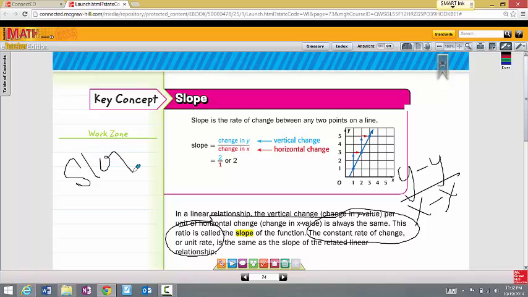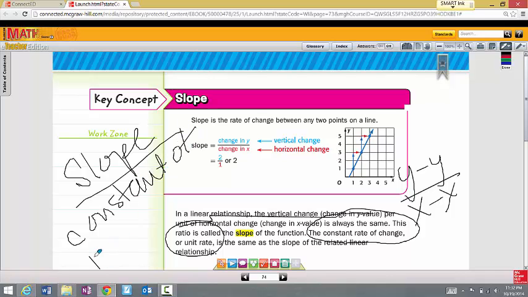Slope, we refer to slope, and you're going to need to know that slope is the constant of proportionality. That is going to be on the Smarter Balanced Assessment. So you have to know that terminology, constant of proportionality.